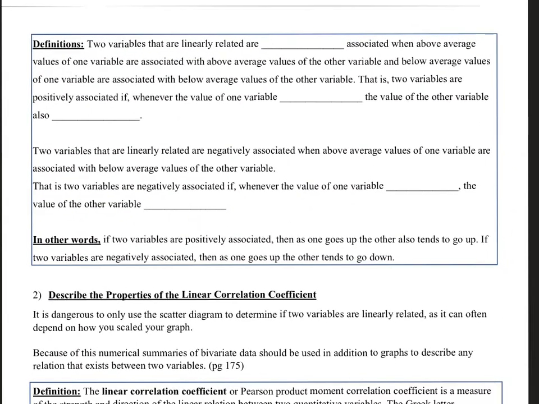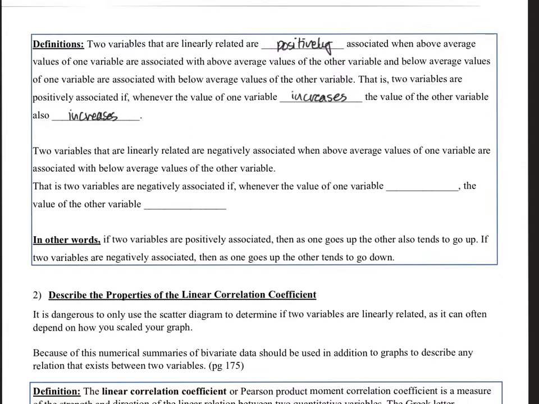So by definition, two variables that are linearly related are positively associated when above average values of one variable are associated with above average values of the other variable, and below average values of one variable are associated with below average values of the other variable. That is, two variables are positively associated if, whenever the value of one variable increases, the value of the other variable also increases.